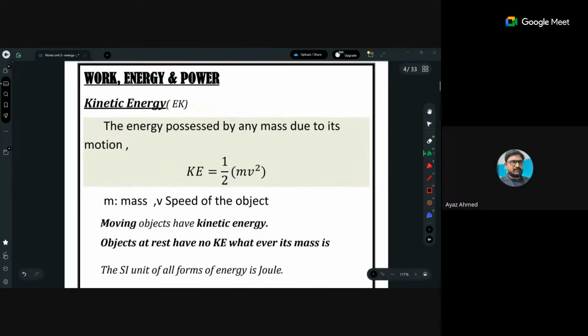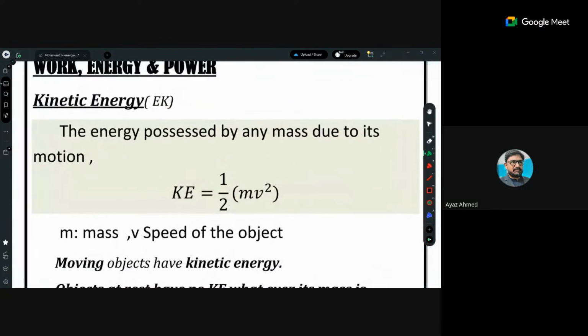So kinetic energy is actually the energy which is possessed by a body due to its mass and speed. Actually, motion, meaning due to its speed. So if a body has mass and speed, that body possesses kinetic energy. So you have to recall this formula, please. This is a very important formula for the calculations. Kinetic energy is equal to 1 by 2 mv square.